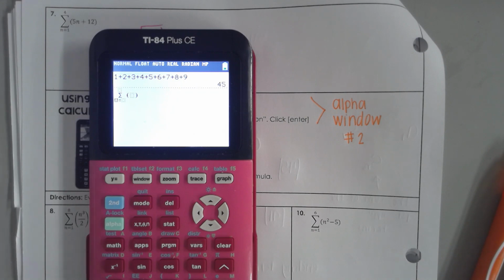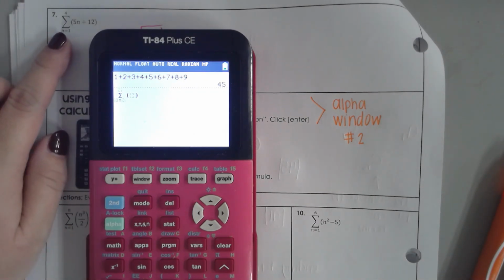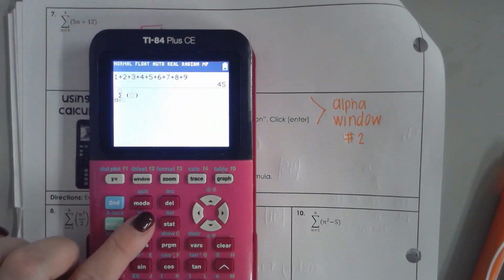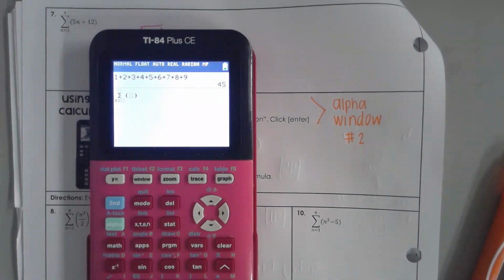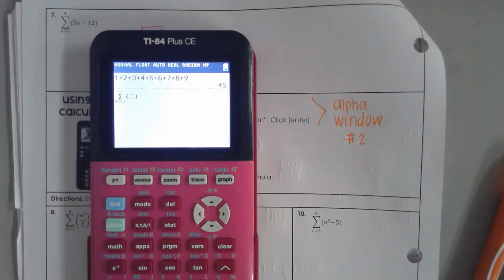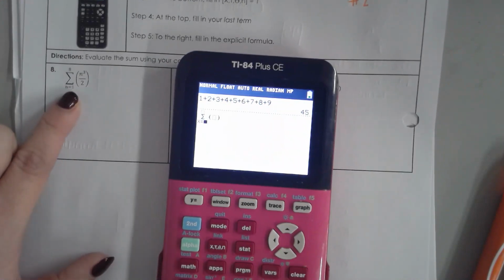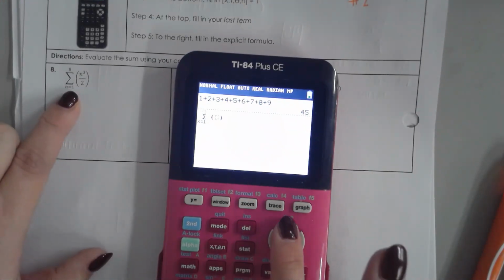When we're doing sequences and series, we use the letter N instead of X. You can type that in, but it's easier just to use an X. It doesn't matter which one you use in your calculator. This button right here beside of alpha will do an X. If you want to do an N, you have to hit alpha, and then you find the letter N, which is over here beside of the 7. Either way, doesn't matter.